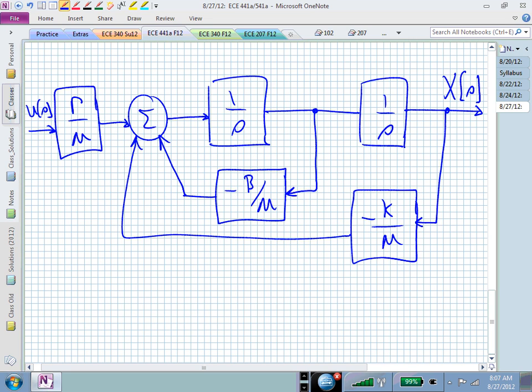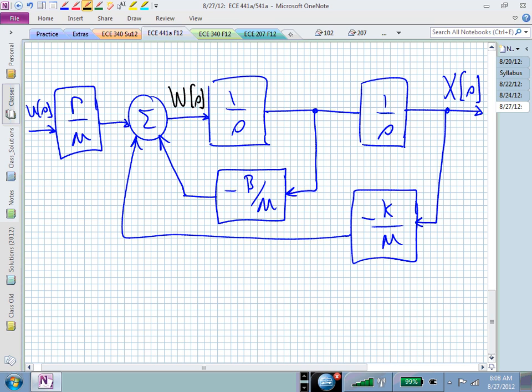Now, in performing this block diagram algebra, a lot of times you feel like you're chasing your tail. You just keep writing equations and ending up in the same place that you started. One way to minimize that is to start writing equations for variables that are the outputs of summing junctions, and then try to rewrite that W of S expression in terms of the variables that we really want to end up with, which in this case are the output variable, the position's transform X of S, and the input itself, U of S.